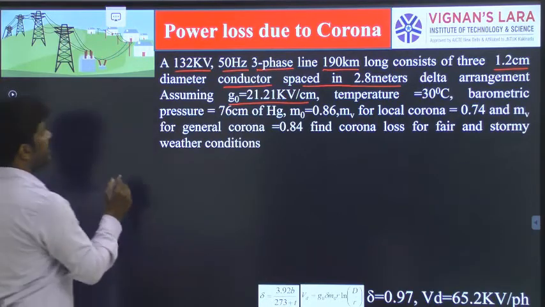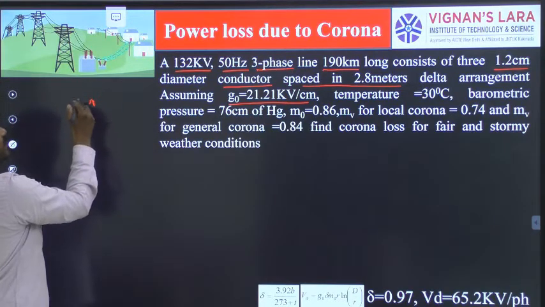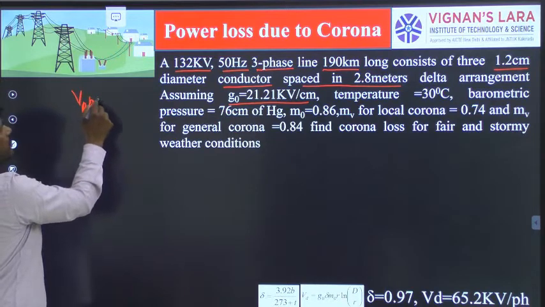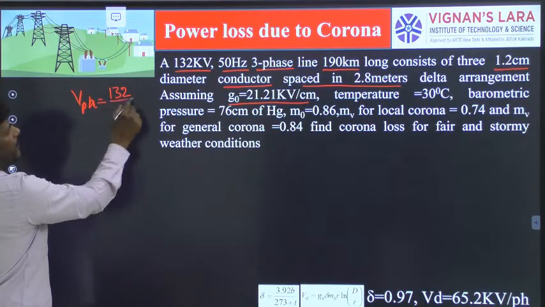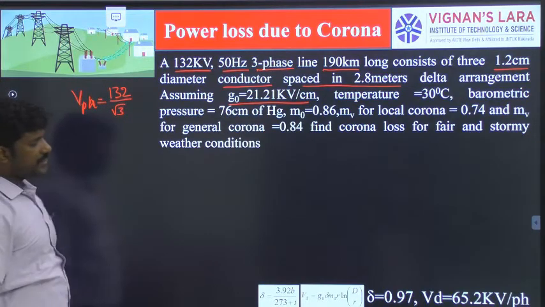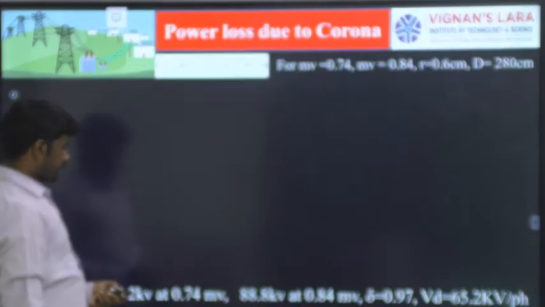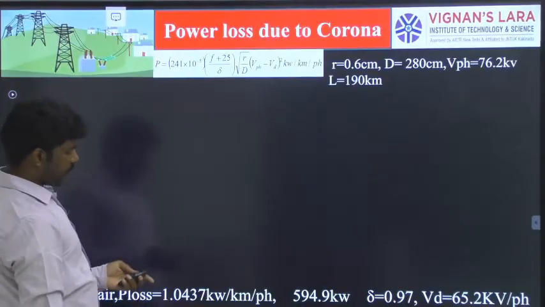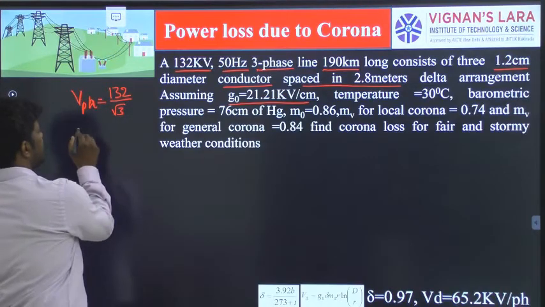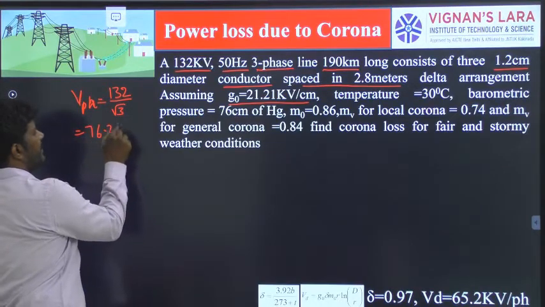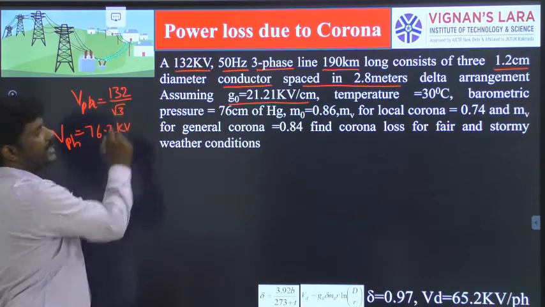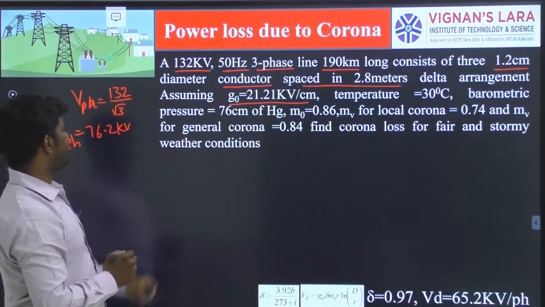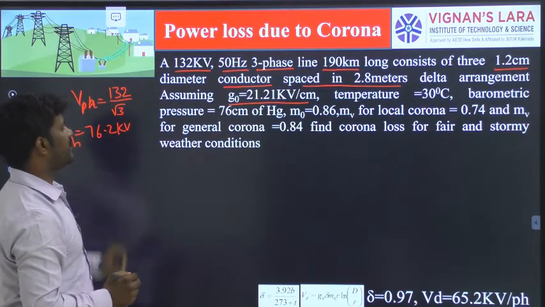In the given data, it is clear that the phase voltage V phase is equal to VL by root 3. The operating voltage is VL 132 by root 3, whose per phase value is 76.2 kV. If you do it, you can get the value 76.2 kV. It is one of the given data.